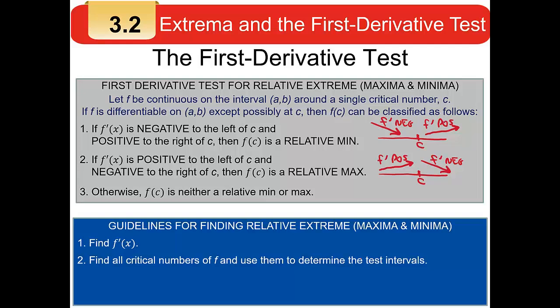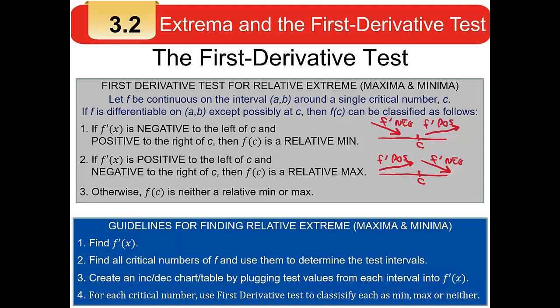And remember, your critical numbers come from taking the derivative and setting it equal to 0, or finding where the derivative is undefined and making sure those values are in the domain of the function. Third step is to create some kind of increasing-decreasing chart. It's what I like to use, or if you go back to what the text does, they build a table. But it has the same information in it, and you can find those important pieces by plugging test values from each interval into the derivative and looking at the sign. If you plug a number into the derivative and it comes out negative, you know you've got a decreasing interval. If it comes out positive, you know you have an increasing interval. And then finally, for every critical number, you're going to use this first derivative test, which we just discussed, to classify something as either a max, min, or neither.